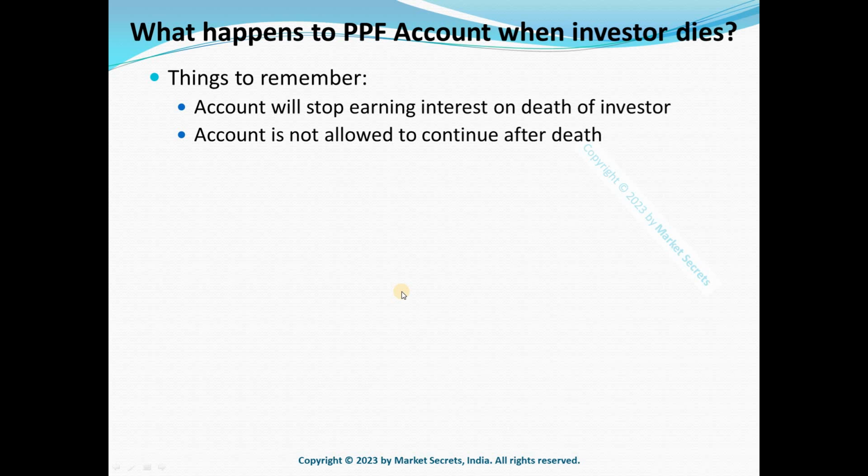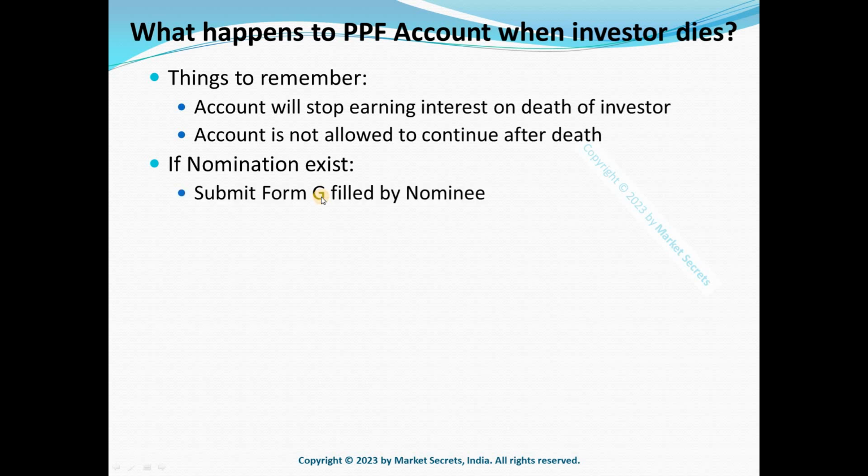Okay, so the interest earning will also stop and no one is allowed to continue to use the PPF account after the death of the original investor. Now let's move on to what happens when the investor dies and has a nomination. Okay, they have a nominee tagged to that PPF account. In that case, what will happen?